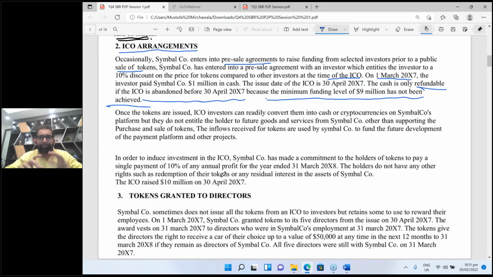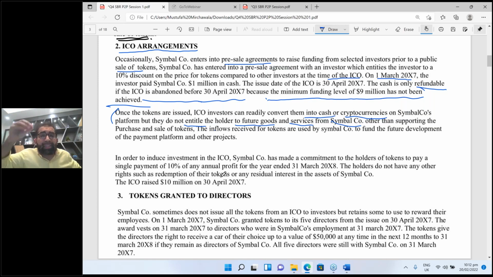Okay, now next step, this 31st March X7 is gone. Next para: once the tokens are issued, let us say we are on 30th April X7. Once the tokens are issued, ICO investors can readily convert them into cash or cryptocurrencies on symbol company's platform. But they do not entitle the holder to future goods and services from symbol company.